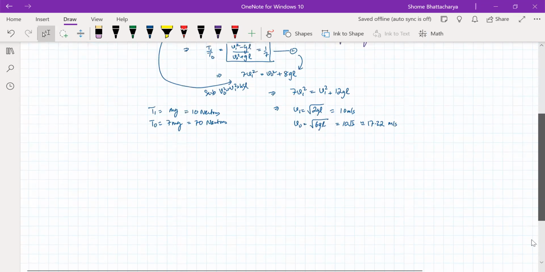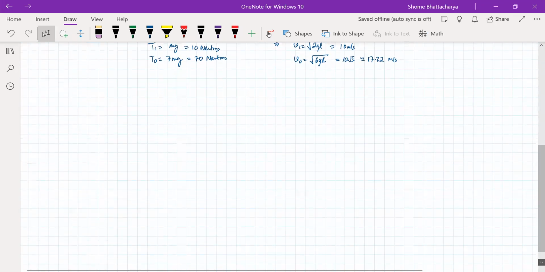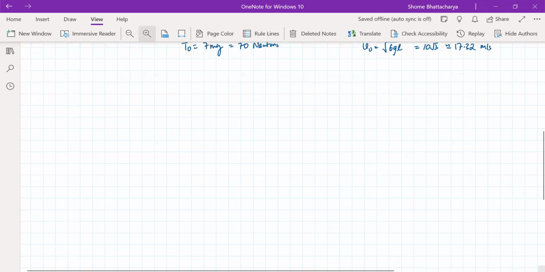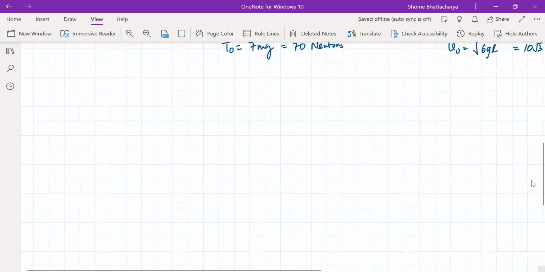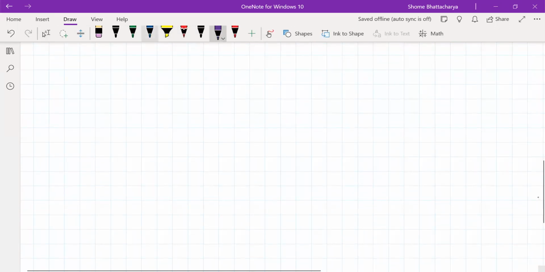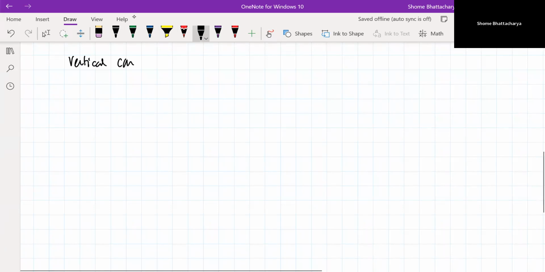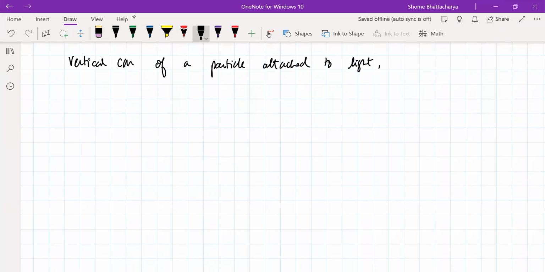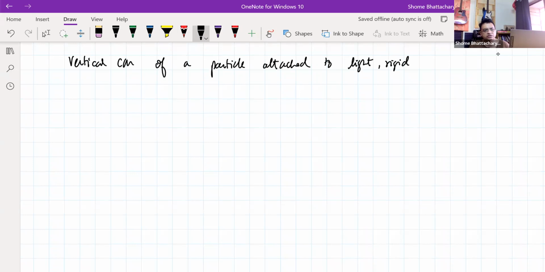Okay, now we'll look at an example. So first we'll discuss that if we have a situation where instead of a light thread, we have a light rigid rod of length L and vertical circular motion, then the critical condition for completion of vertical circular motion and all that changes. We know the root 4gL condition, right?